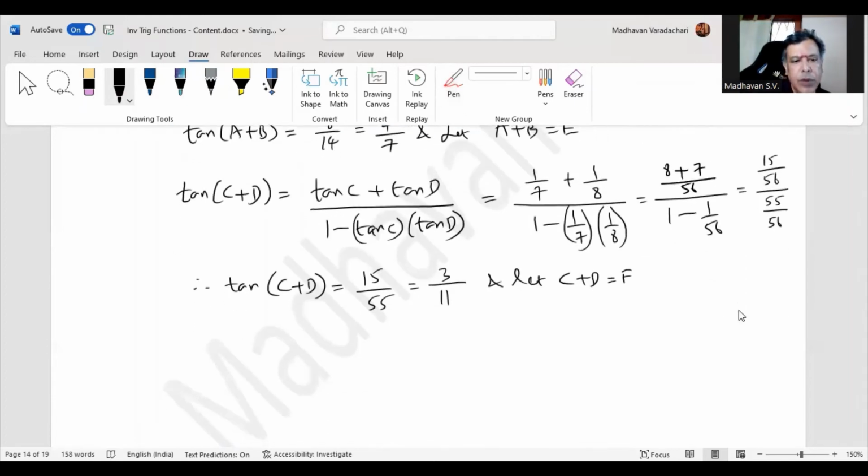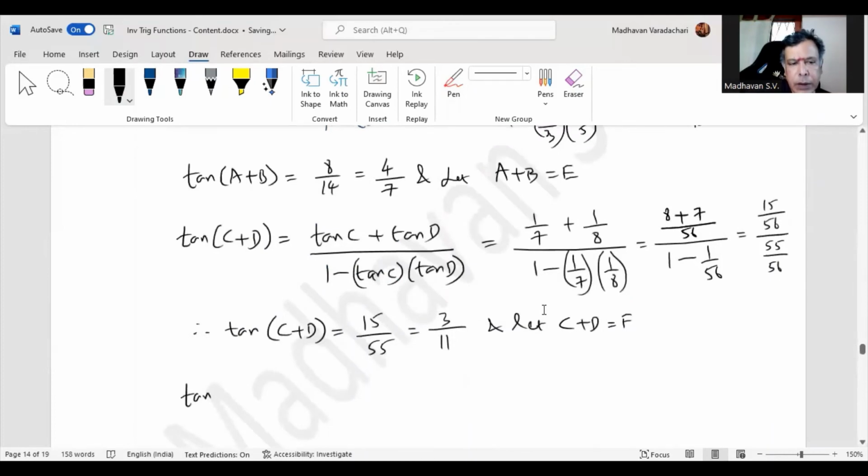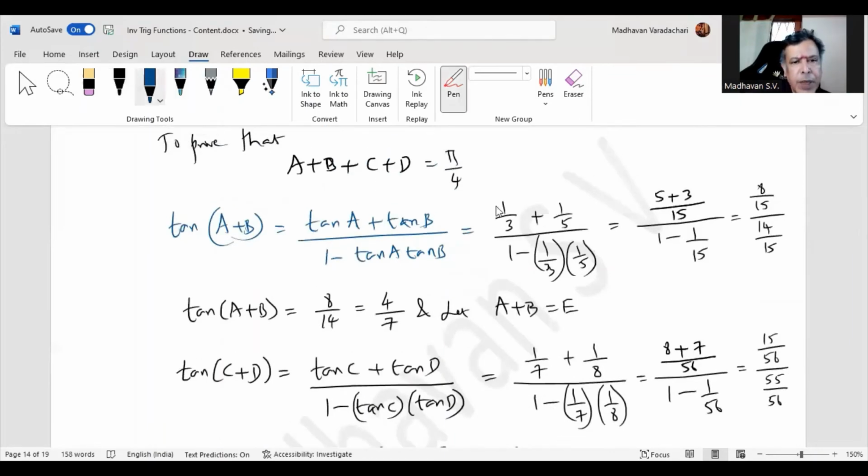So what we will do now? We will do now tan of E plus F. Because we are assuming this, that means here we will be proving that E plus F, because this is E, this is F, is equal to pi by 4. So let us proceed with that.